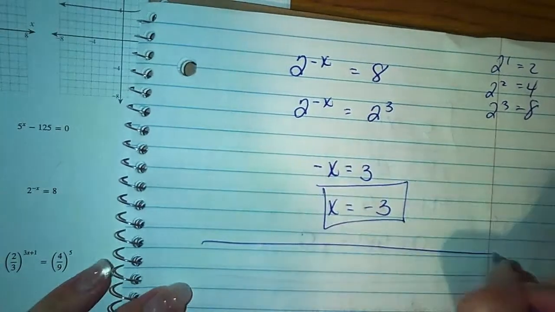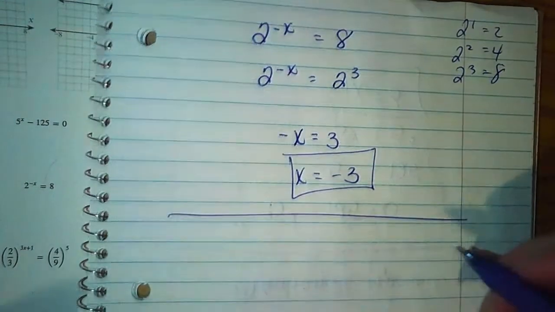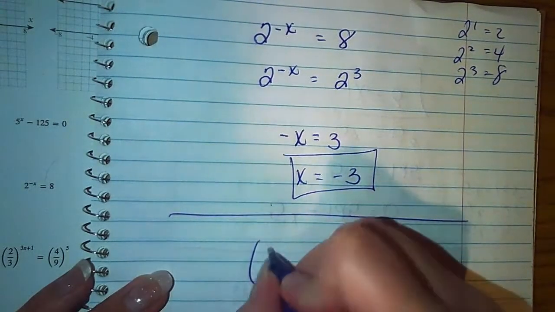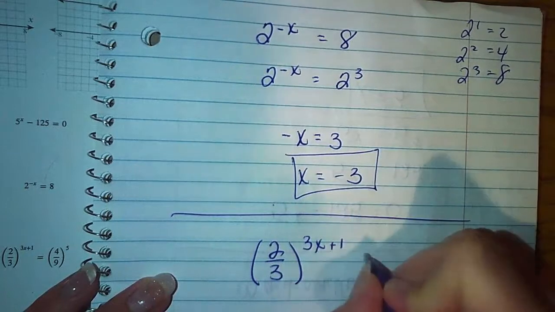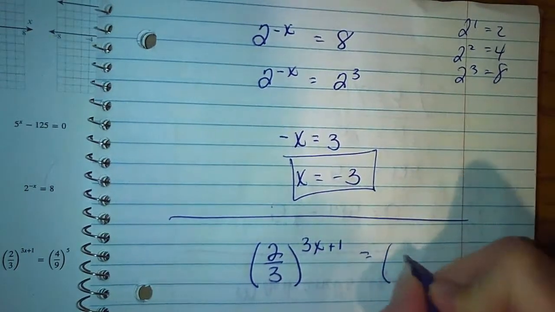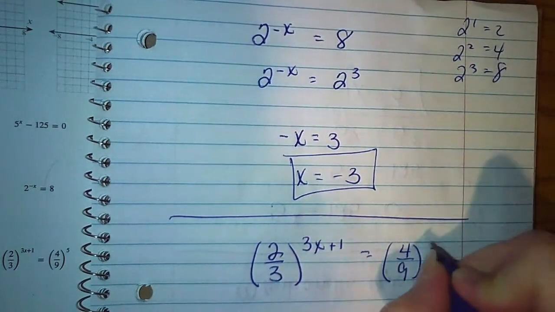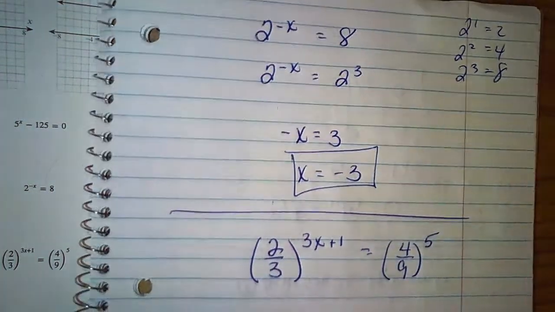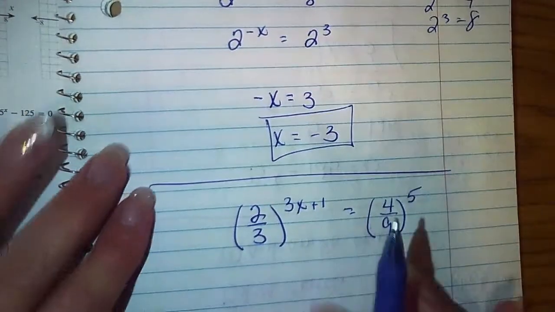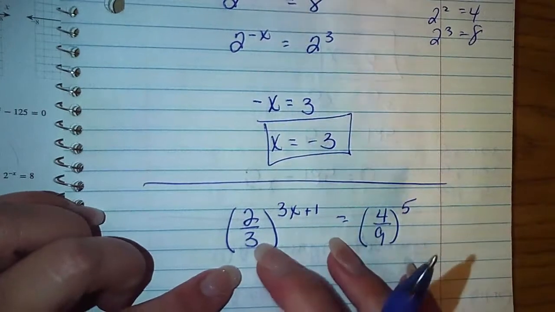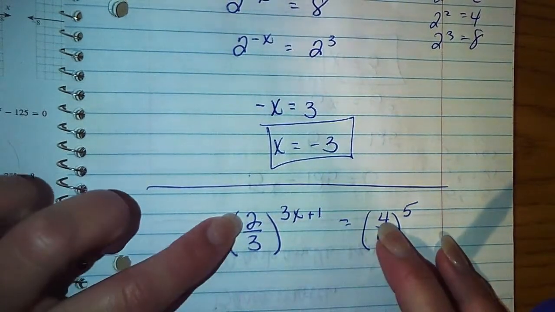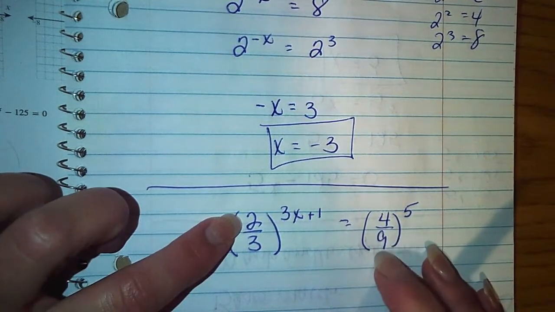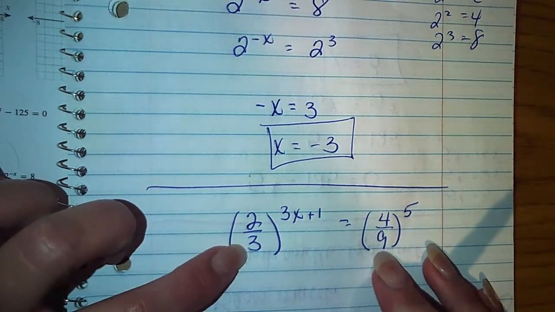All right, so 2/3. I'm trying to squish this into one video. All right, 2/3 raised to the 3x plus 1 equals 4/9 raised to the 5th. Okay, so don't panic because there's fractions. It's the same process. Can I somehow rewrite 4 as a power of 2? Can I somehow rewrite 9 as a power of 3?